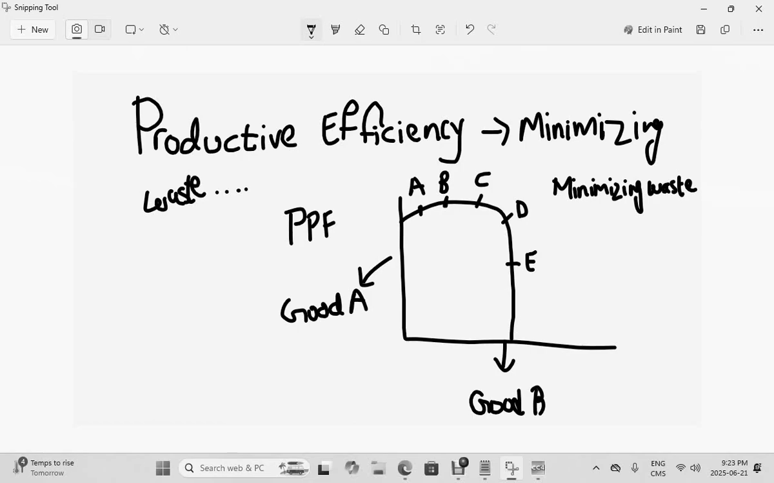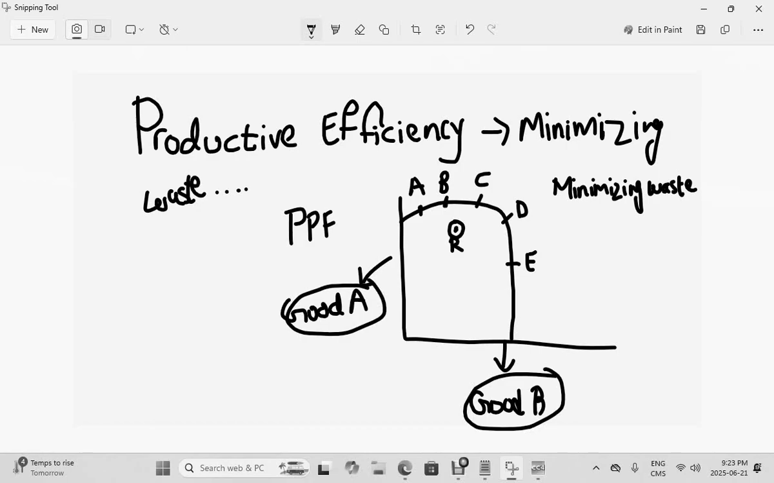However, if you were to take a point inside this curve, let's say this is point R, this is not being productively efficient. At this point, you're wasting resources, you're wasting raw materials, as a result of which you may or may not be able to produce good B from the resources that you're allocating away from good A, from the raw materials that you are transferring towards the production of good B away from the production of good A. So that has to do with productive efficiency.